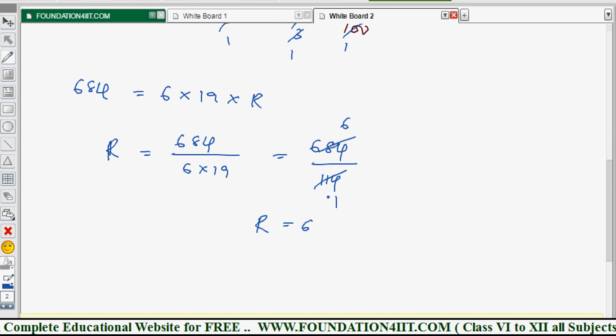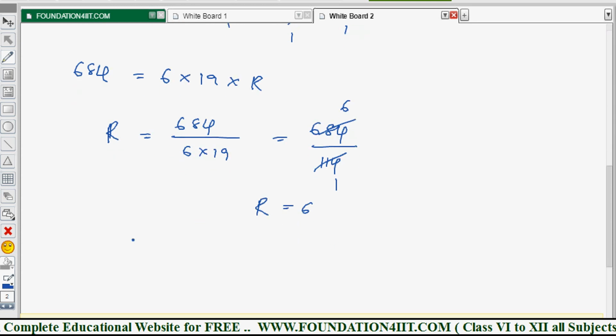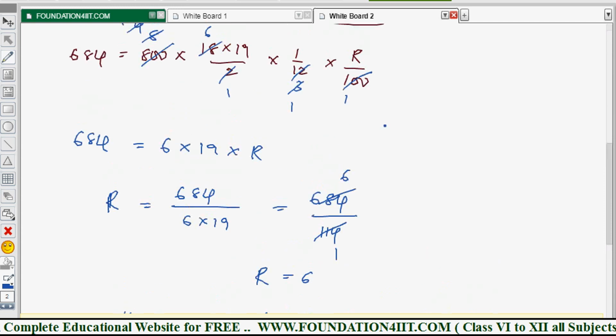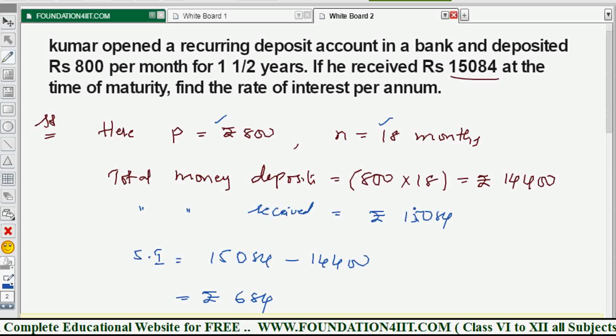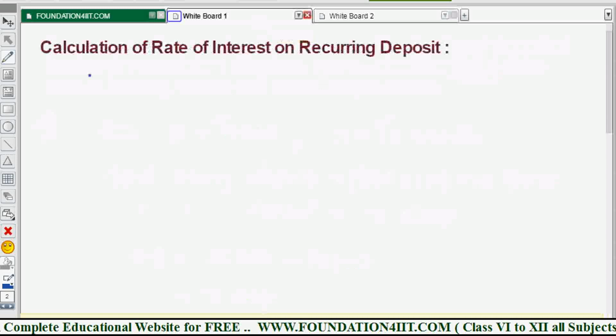So once you get the R value, that is the rate of interest. Hence, the rate of interest is 6% per annum. Per annum is what you need to calculate. Whenever problems are given, just find the simple interest value, apply the same formula, substitute, and you get the R value. So this is how to calculate the rate of interest on a recurring deposit.